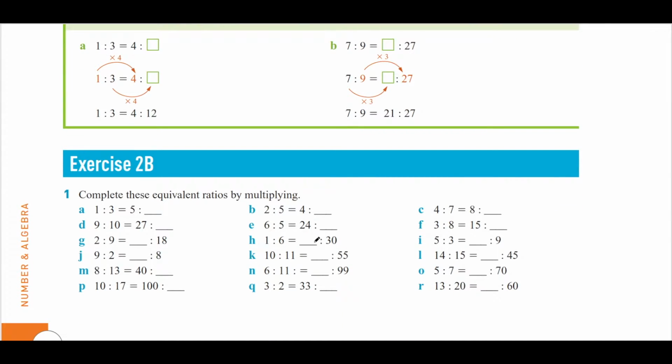I'm just going to go through an example quickly. Say I'm going to do O. 5 to 7 equals what to 70? So 7 multiplied by 10 gives you 70, right? So then I have to multiply the 5 by the 10 as well, so I get 50. So 5 to 7 equals 50 to 70.